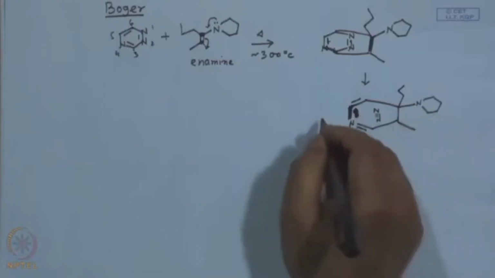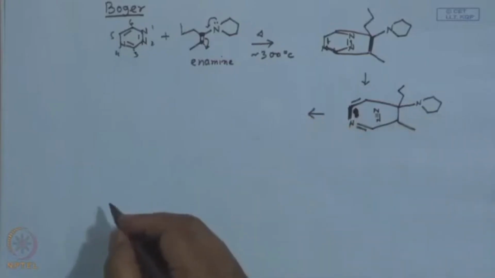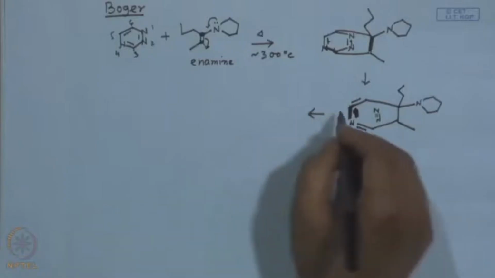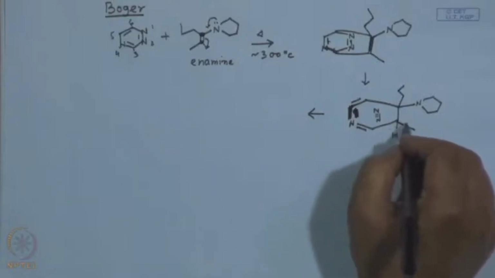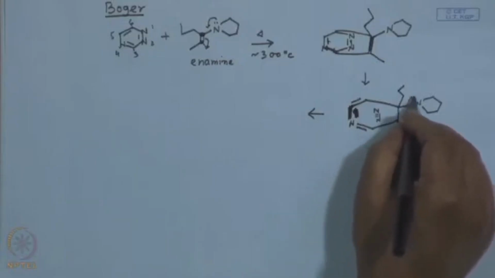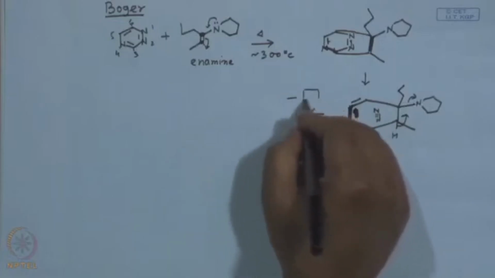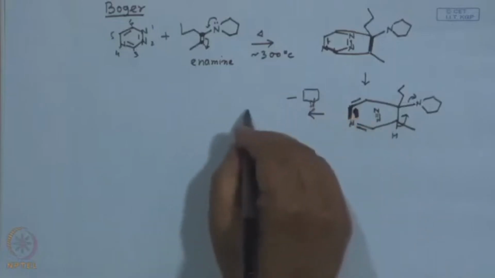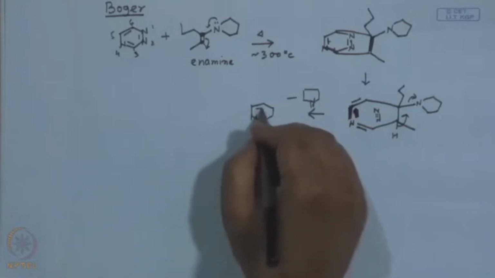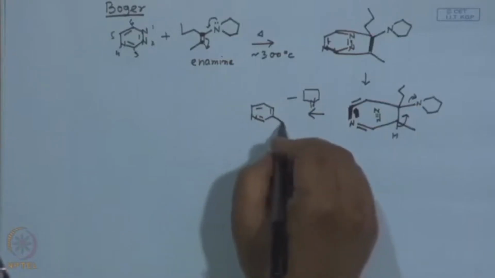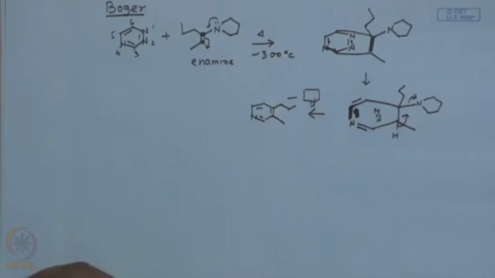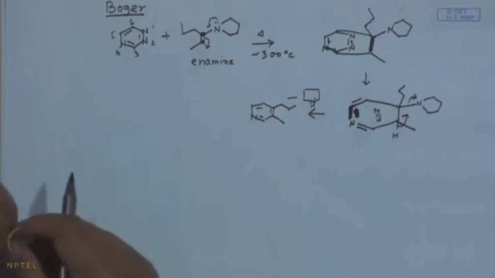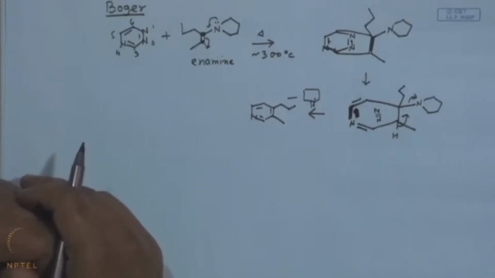What next? There are no other conditions, basically. Actually, then under thermal conditions, see, aromatization is such a strong driving force. Under thermal condition, it loses the pyrrolidine. So, eventually what will you get? You will get a pyridine derivative, right? A pyridine derivative with a methyl at the 3 position and this propyl chain. So, a 3,4 disubstituted pyridine. Okay.